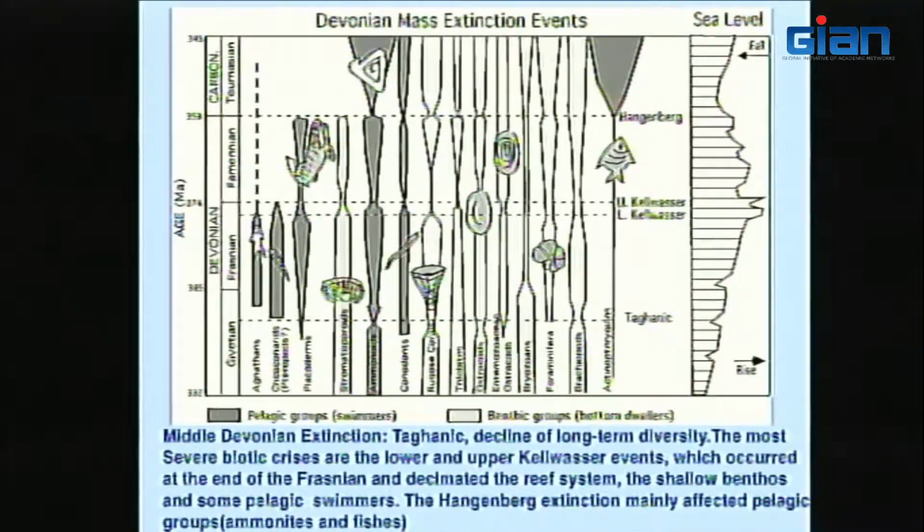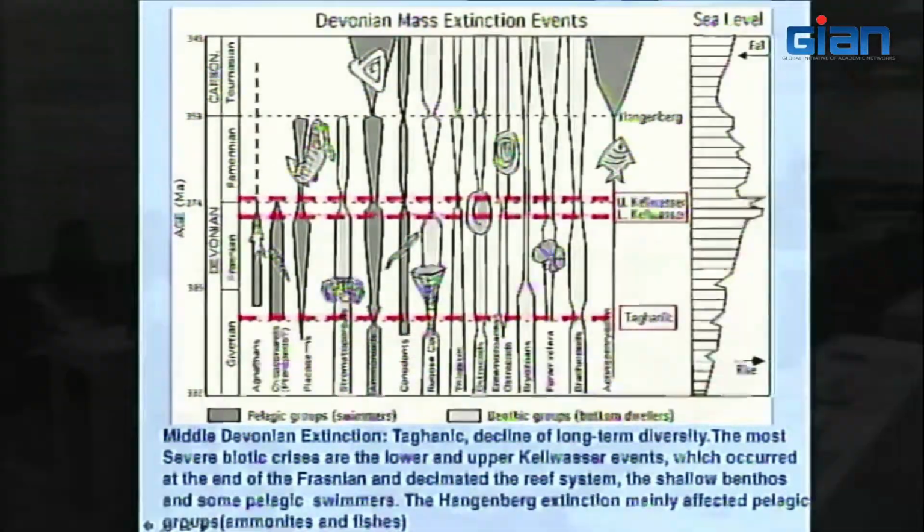diagram here. You can see here that, in fact, the Middle Devonian extinction, the Taghanic extinction, was characterized by the decline of a long-term diversity. But the most severe crisis is linked to these two events. The name is Kellwasser, and Kellwasser is the name of a place in Germany. And these Kellwasser events are marked by two transgressions. I will explain this in more detail now. But this is clearly the big mass extinction.